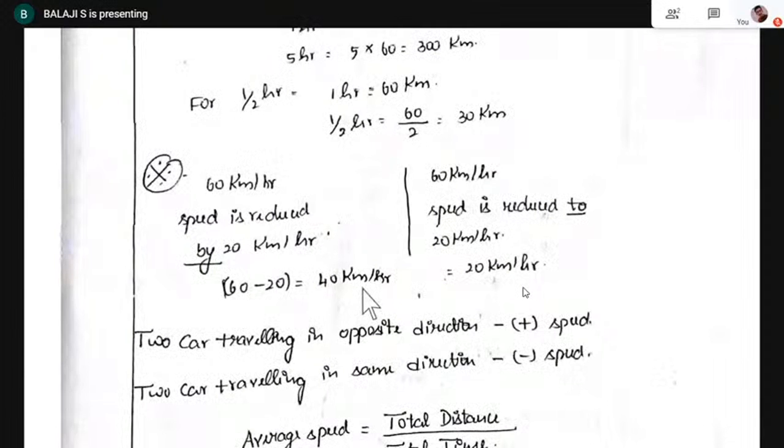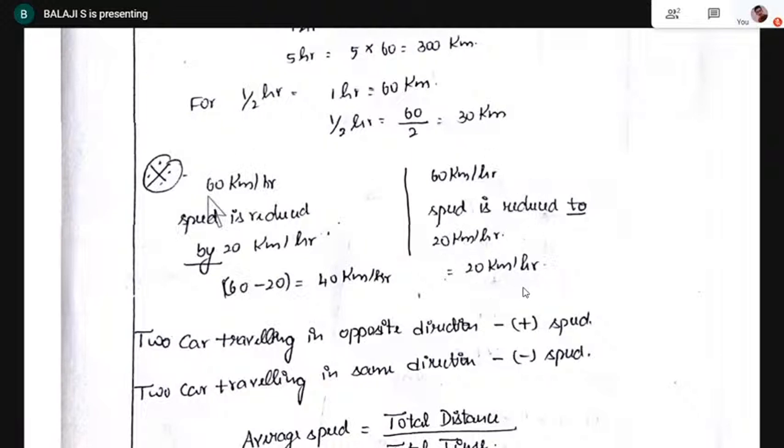Okay, and in the other case, a car is traveling at 60 kilometer per hour and the speed is reduced to 20 kilometer per hour. Remember friends, here it is "to". Suppose you are traveling in a car, suddenly a dog or a cow crosses the road, you apply the brake, and suddenly the speed is reduced to 20 km per hour. Here you should not subtract. Your original speed of 60 km per hour has turned to 20 km per hour, and this is very, very important, which you must make a note of.